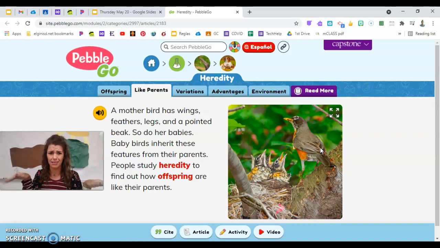We don't have wings like the birds. We didn't get that trait. That's not our parents. But we did get a lot of the same things from our parents. Offspring many times look very similar to their parents. Like these baby birds have beaks, wings, and feathers just like the mama bird.